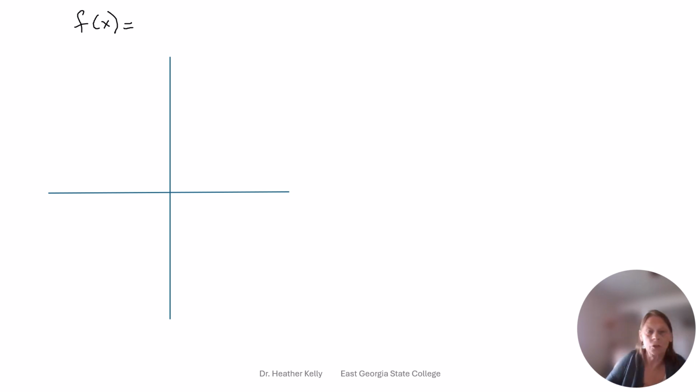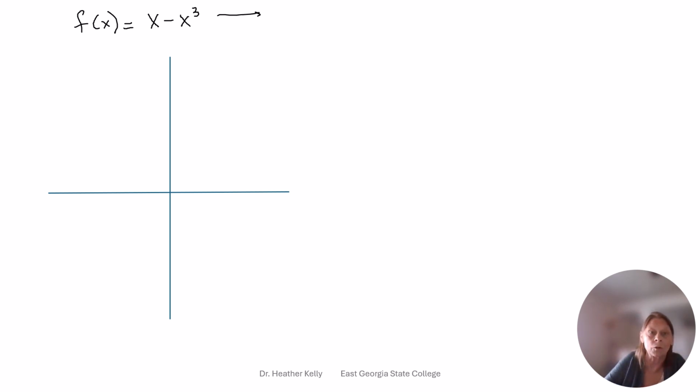X minus x cubed. This one looks really straightforward, but I want to point out a couple of things here. The first thing is that you want to put this equation in order before you factor it, so you can factor out the negative and everything.